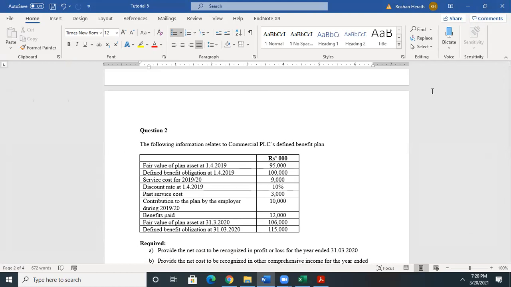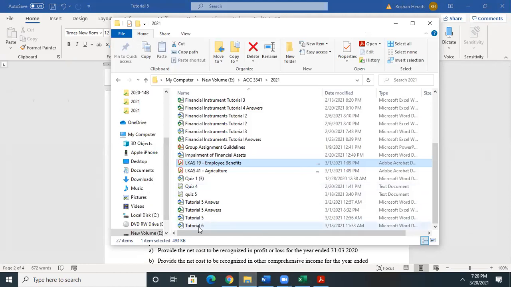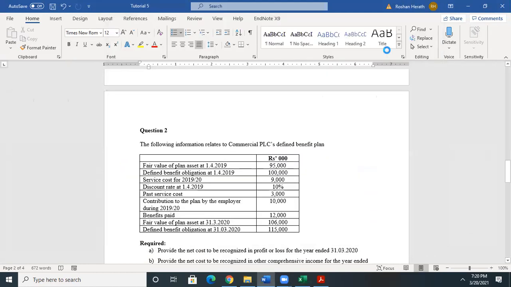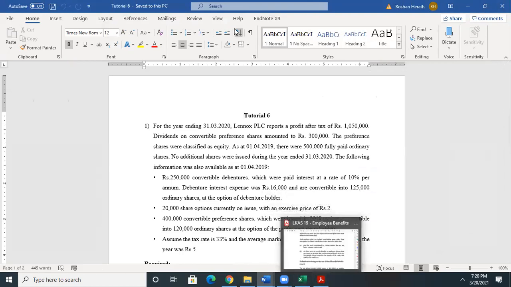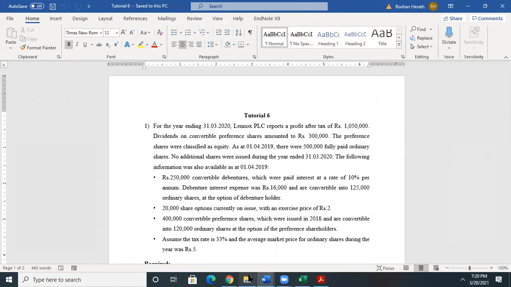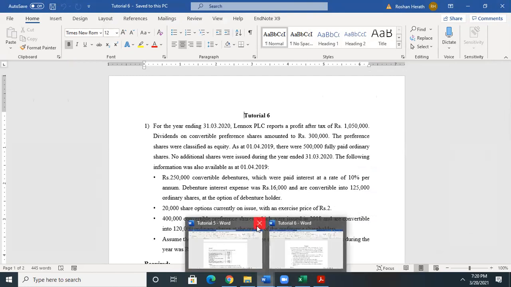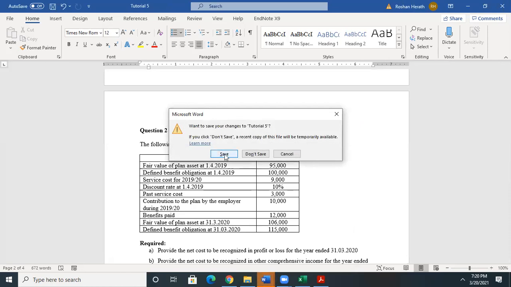plans and move on to another important area that will be tested, that is the EPS, the most recent lecture that you had. We are going to discuss some exam type questions, in fact some of the exam questions.